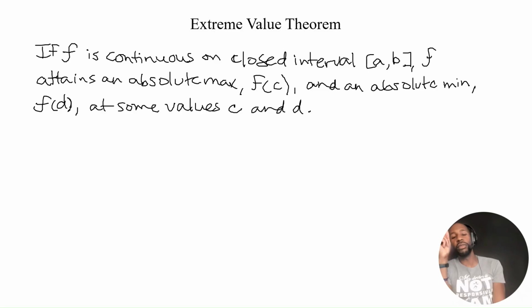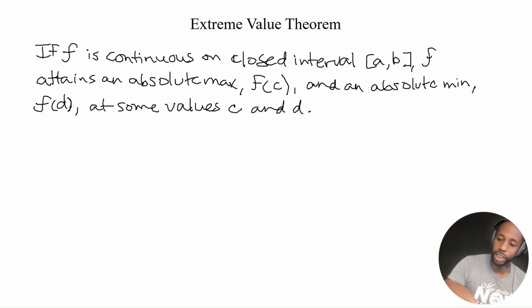So the extreme value theorem is this. If you have some function f and it's continuous, that means it exists at every point in this particular interval between a and b, closed interval, then f attains an absolute max, which will be f of c at point c, and an absolute minimum f of d at point d. Basically it's saying that there are going to be maxes and mins, what you would call extreme values, hills and valleys. That's in a nutshell what this states.